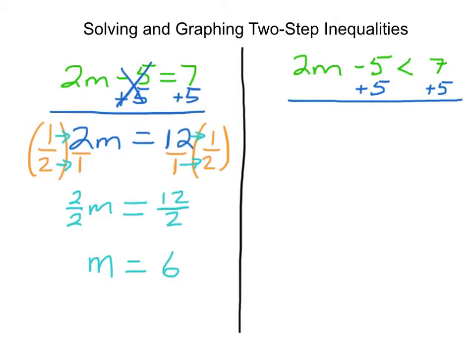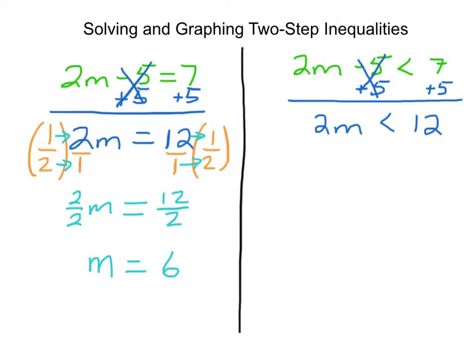Negative 5 and positive 5, just like in our previous example, will give us a value of 0, so they essentially cancel each other out. 2m we still need to bring down as part of our problem. We have our inequality of less than, and then we have 7 plus 5, which is going to be a value of 12. So as you can see, everything so far is the exact same as solving a two-step equation.